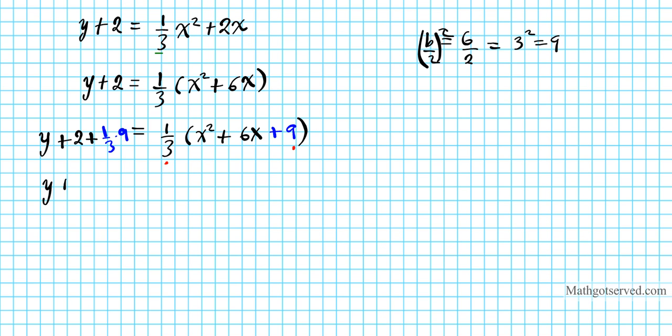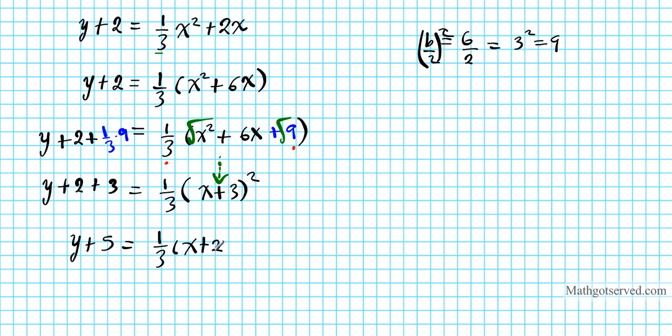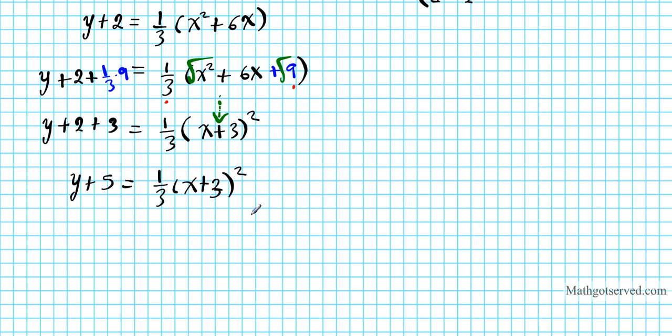Let's simplify the left side and factor the right side. The left side, we're going to have y plus 2, plus 1/3 of 9, which is 3, equals 1/3. Now to factor this, we use the factoring trick. We just read the first and the last, and bring down the middle sign. So we're going to have x plus 3 quantity squared. So we're going to have y plus 5 on the left side equals 1/3 x plus 3 squared. Sorry about that. Now we have it in transformational form actually.